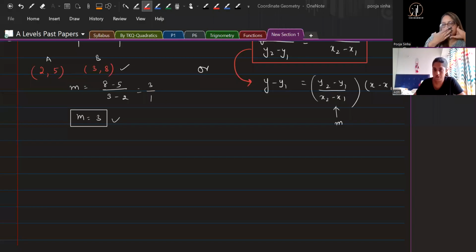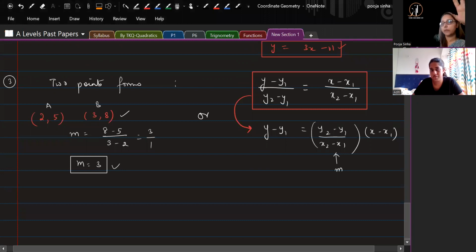Okay. Either we directly take this out and then put it in, or we put it like this. Yeah, we directly put the formula. Clear? Any confusion up till here?